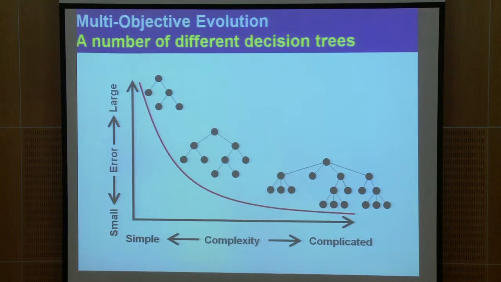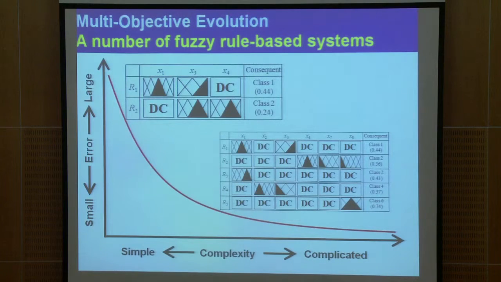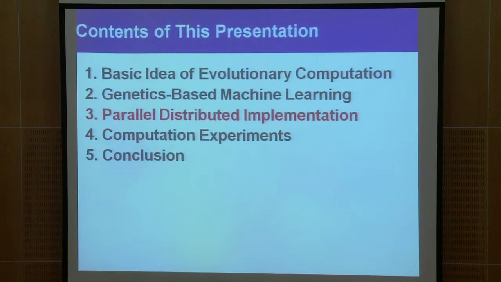The same idea can be used for the design of decision trees and also rule-based system. This is a fuzzy rule-based system. We have a lot of fuzzy rule systems. Some are very simple, easy to understand, and some are very complicated, but high accuracy. And now I'd like to move to the parallel distributed implementation.